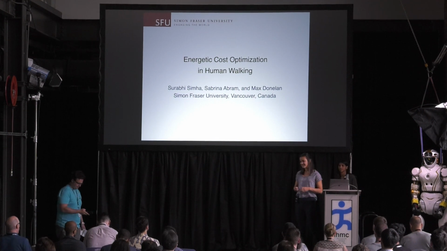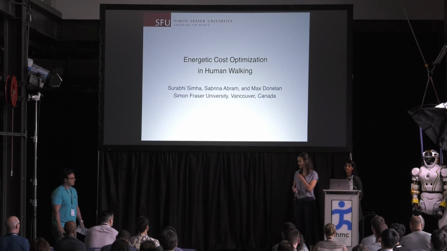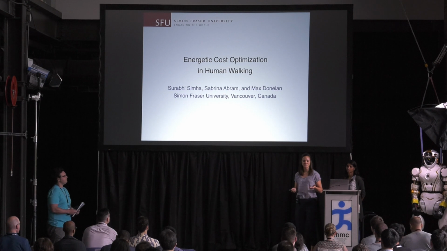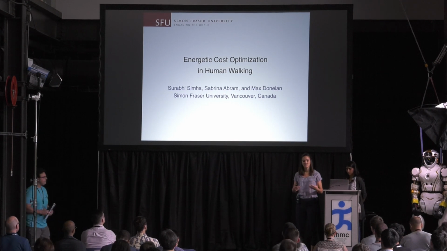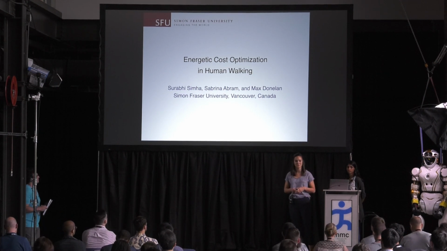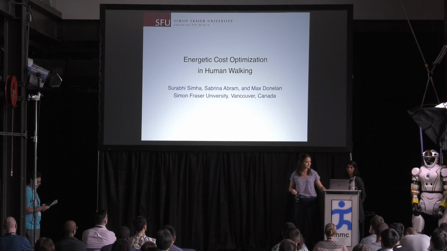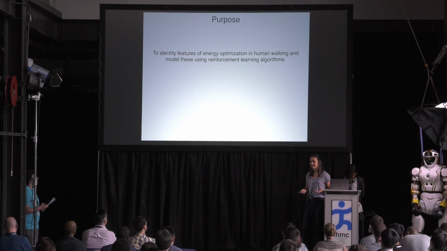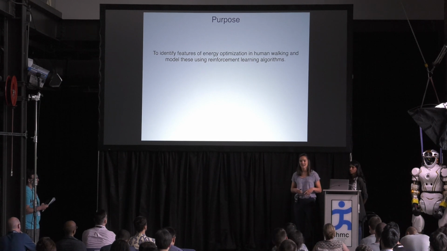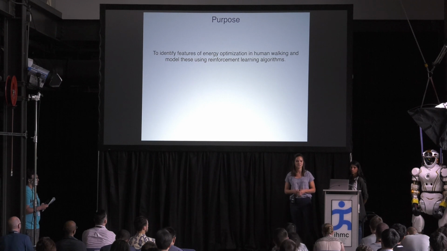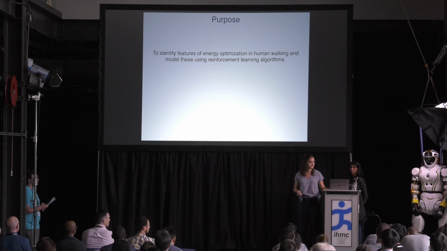Hi. So one of the central principles in locomotion is that humans and other animals prefer to move in ways that minimize energy use. So today, Surabhi and I would like to talk about how we can experimentally study key features of this energy optimization in walking, and then how we can model these features using reinforcement learning algorithms.